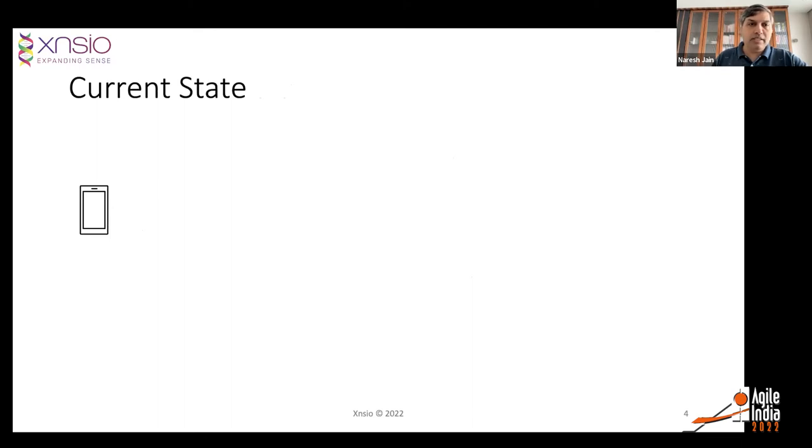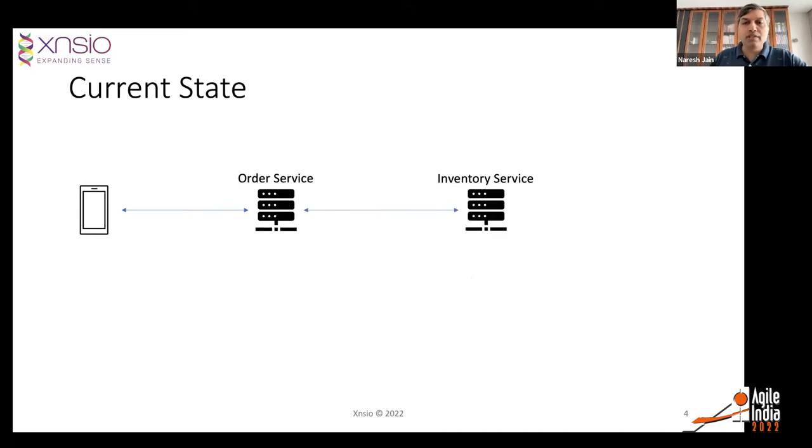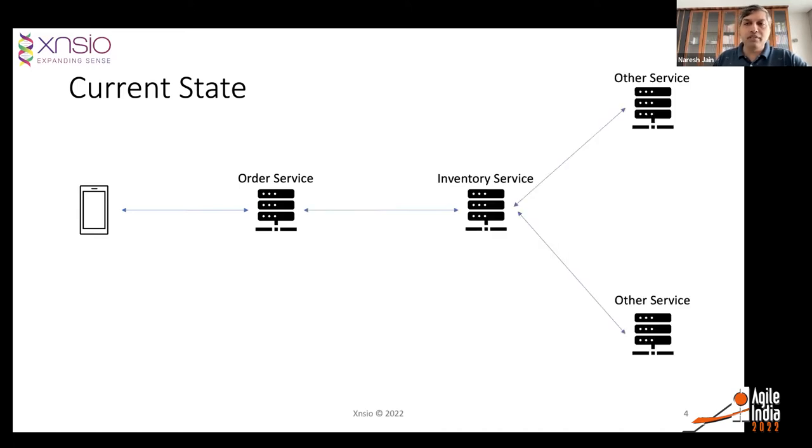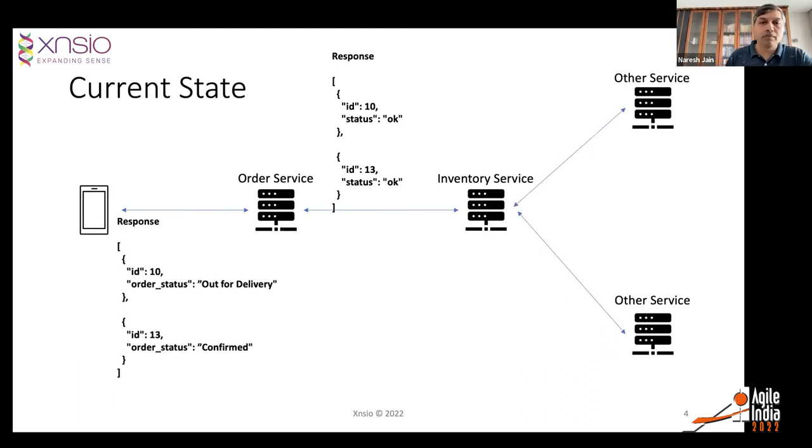Okay, the current state is you have an app through which people are ordering. That basically then calls an order service in the background. This order service talks to an inventory service, and then this inventory service talks to a bunch of other services. And that's kind of how it will respond back with what are the available orders and what are the available inventories. And then that goes back into the available orders, with the statuses in terms of out for delivery, it's confirmed, et cetera. This is the current state, and we would like to change this current state to something where you should be able to cancel the orders, right?